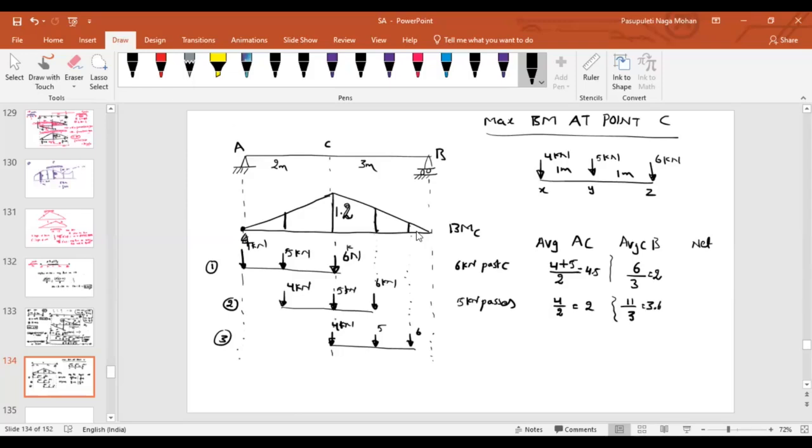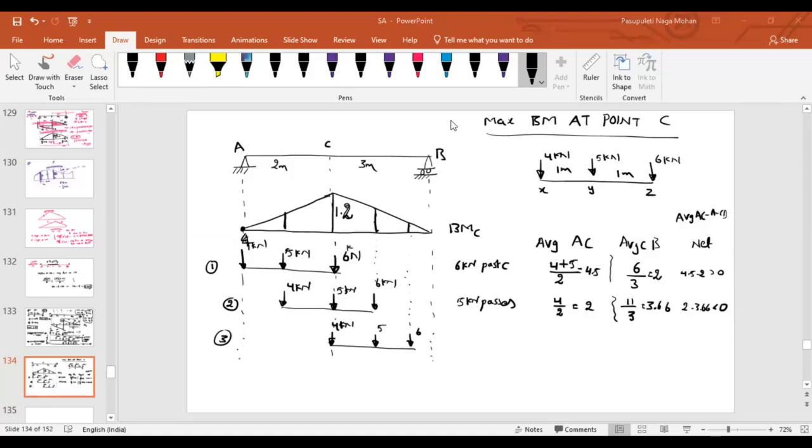3.66, right? So what about the net value here? Let us find out average load on AC minus average load on CB. Here it will be the negative value, isn't it? Or positive value. 4.5 minus 2 is greater than 0. In this case, what is happening? 2 minus 3.66 is less than 0. At which point is the transition occurring? That means it is transitioning from one side to the other side.